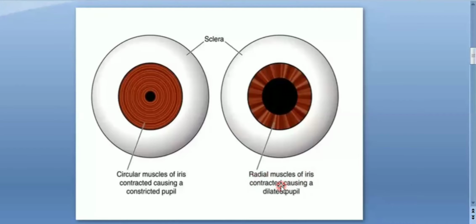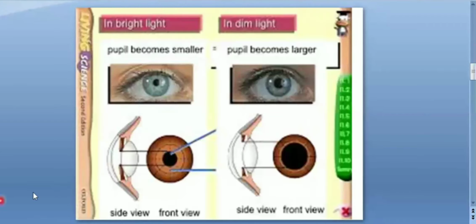So I'll give you another photograph to show this constriction and dilation of the pupil. So in bright light, pupil becomes smaller. See, this is the side view. And this is the front view. Front view, we can see the pupil becomes smaller. What about in the dim light? Pupil becomes larger. We can see here, it is very clear. This is the side view and this is the front view. The larger pupil we can see.